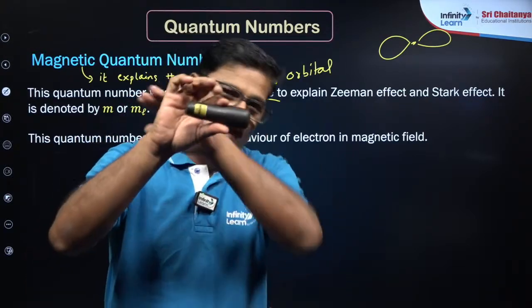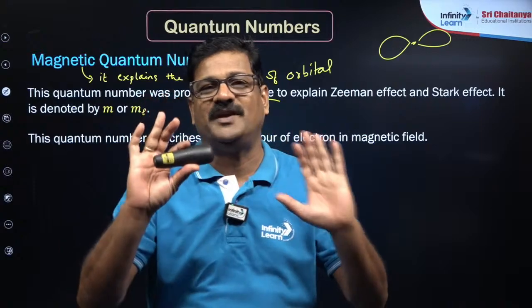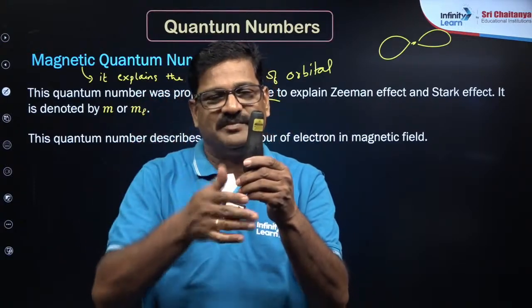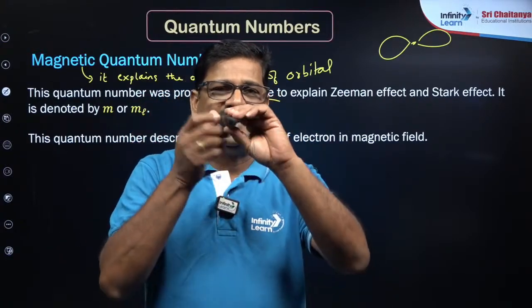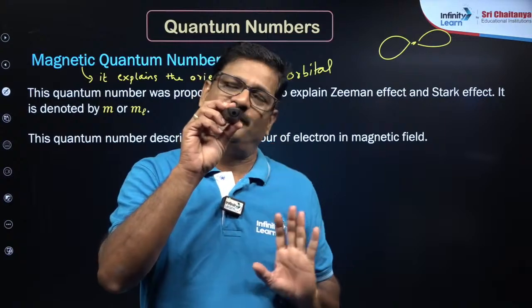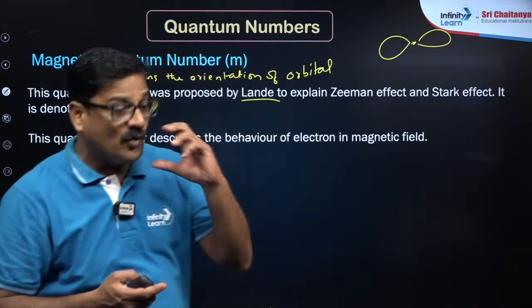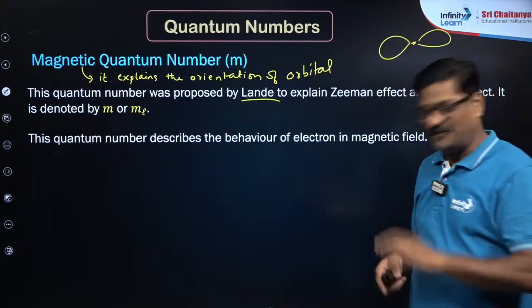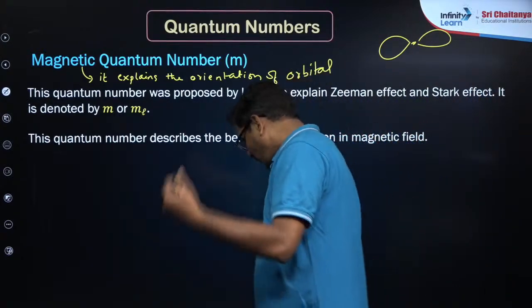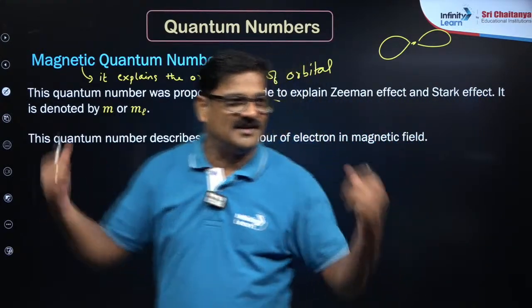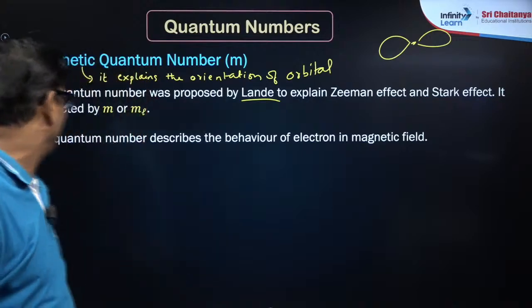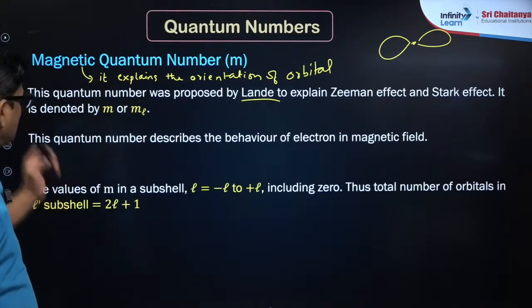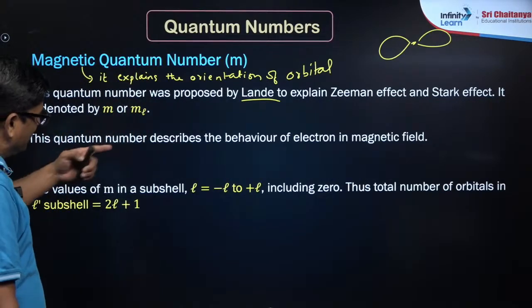If the dumbbell is along the x axis it is px, if the dumbbell is along the y axis it is py, and if along the z axis it is pz, right? So it gives the orientation or the direction of the orbital. Fine, that's good. You want to do dumbbells, so muscle. Very good. So the values of ml depend on l.